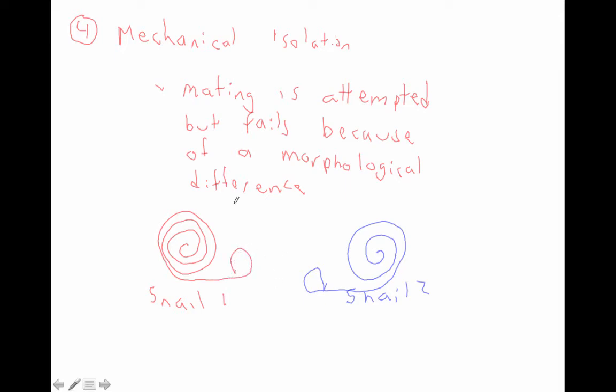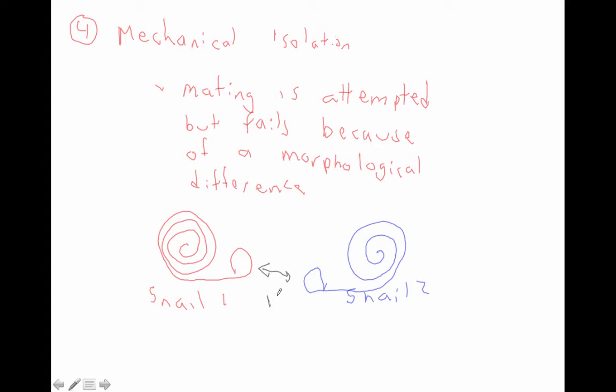So the two may still meet. They may like each other, if snails can like each other. They may even attempt to mate. But because of this difference in whorl, what happens is that their genital openings don't match up. They are not aligned with each other. So they can try all they want, but in the end they'll fail because the genital openings do not align correctly for successful reproduction. Mating is attempted, but it fails.